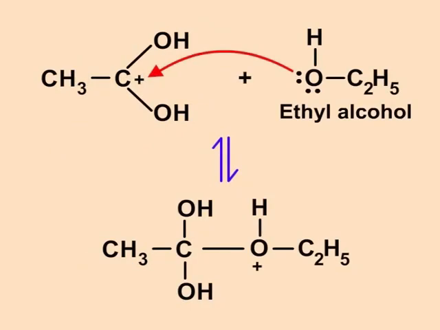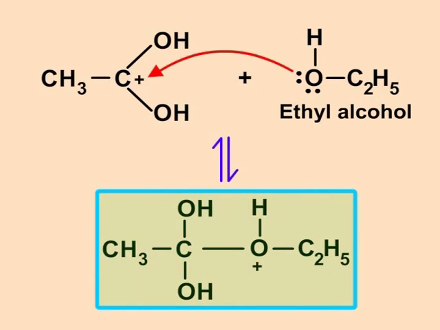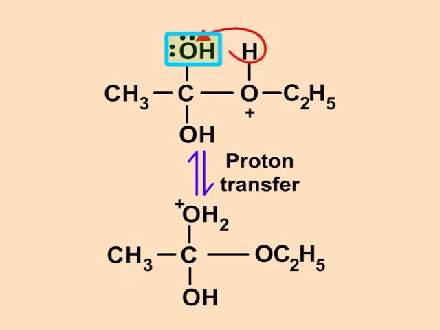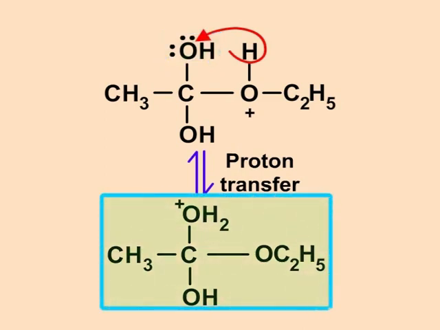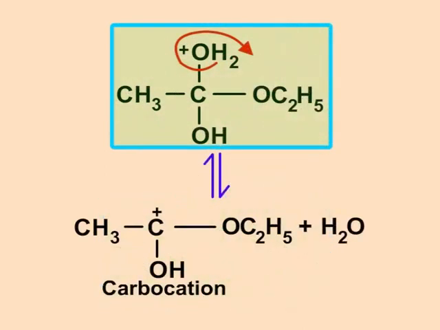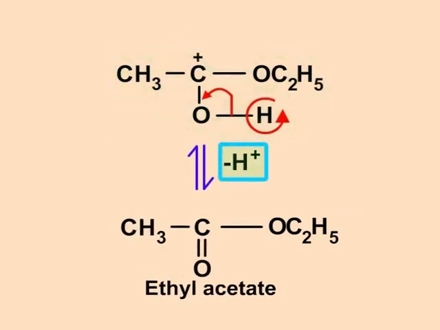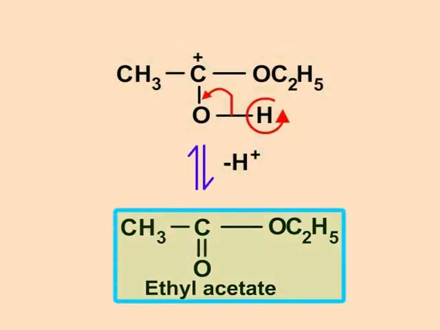In the second step, the electron-rich oxygen atom of the ethyl alcohol attaches itself at positively charged carbon atom. In step 3, from the resulting intermediates, a proton shifts to the hydroxyl group shown on the screen. In the fourth step, the intermediate obtained in step 3 loses a water molecule to form a carbocation. The carbocation loses a proton to form an ester.